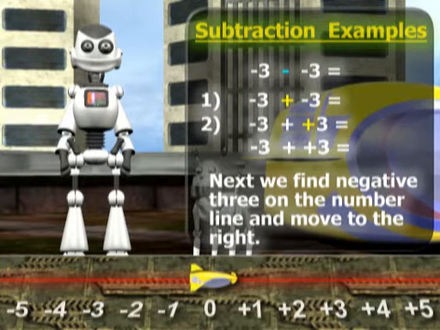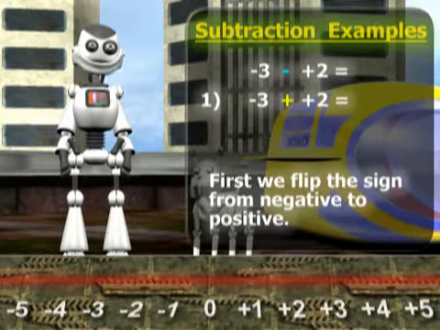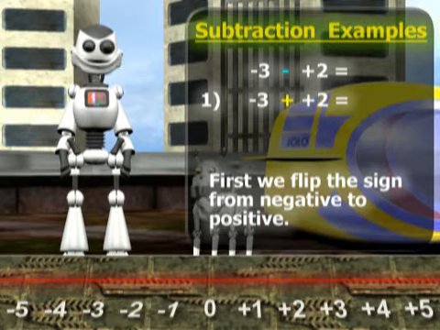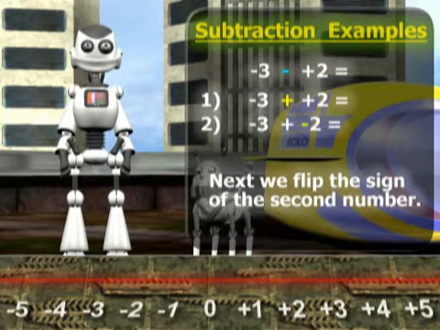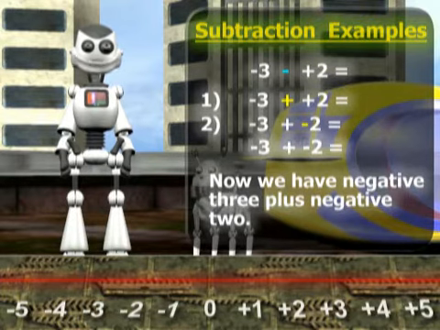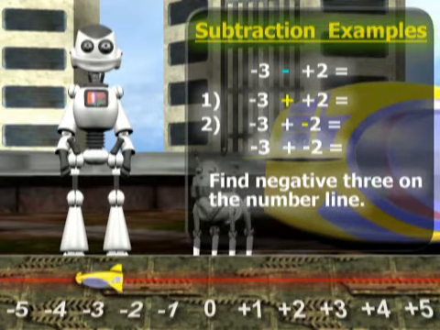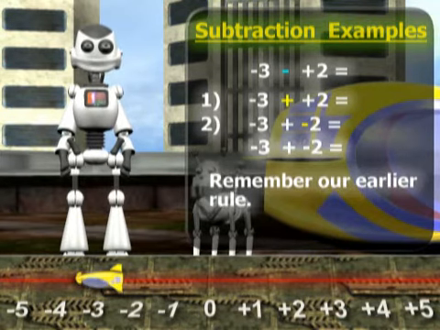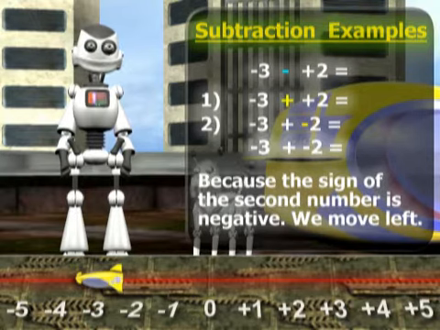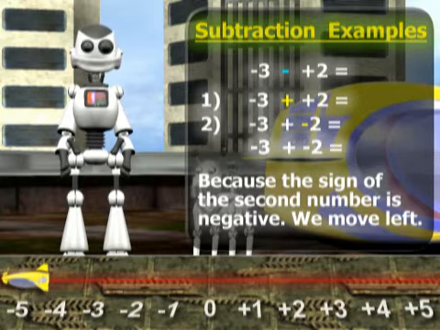Here's another. Okay, first we flip the sign from negative to positive. Next we flip the sign of the second number. Now we have -3 plus -2. Find -3 on the number line. Remember our earlier rule. Because the sign of the second number is negative, we'll be moving to the left. We end up on -5 on the number line.